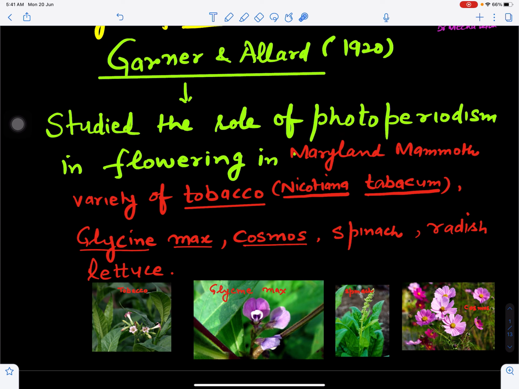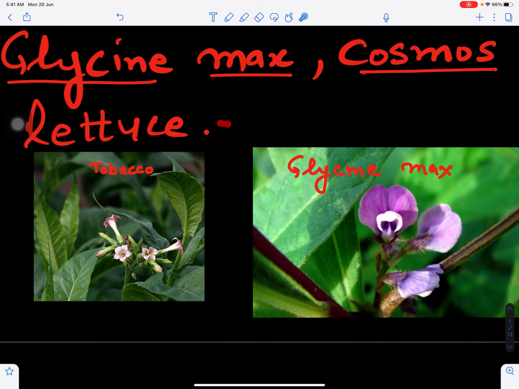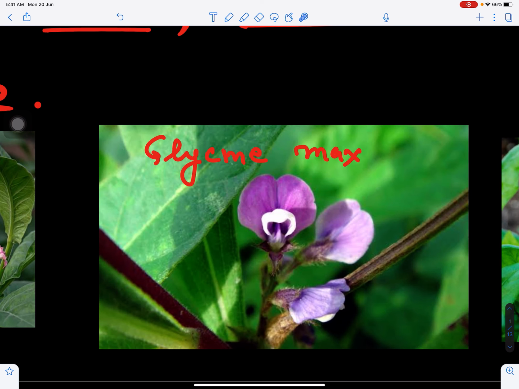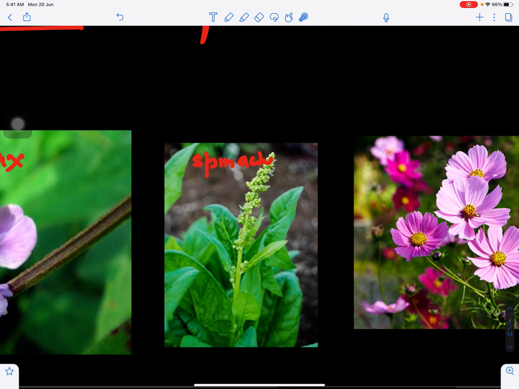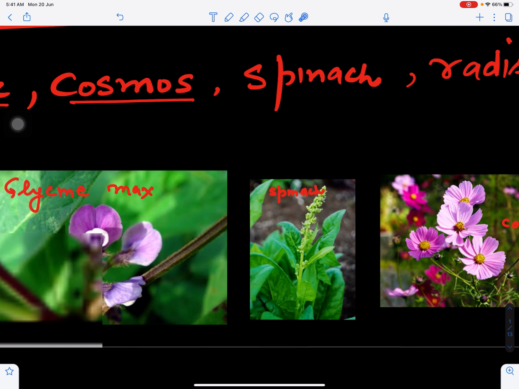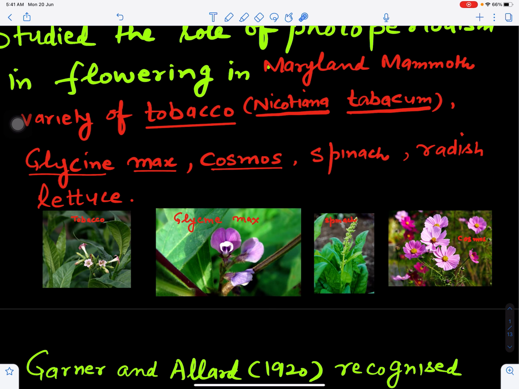They studied a lot of plants, like tobacco. Nicotiana tabacum is the botanical name. They used the Maryland Mammoth variety of tobacco, and they studied flowering in other plants also, like Glycine max, cosmos, spinach (palak), radish, lettuce. So we can see this is the tobacco plant, this is Glycine max, this is spinach, this part is its flowering part, and this is cosmos. They did a lot of work on these plants and studied in detail how day length affects flowering in them.